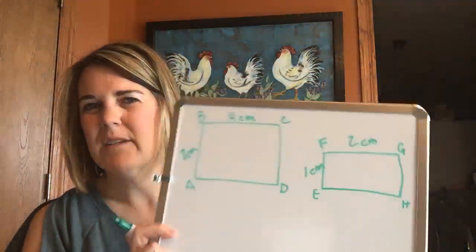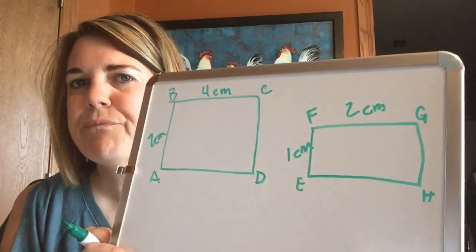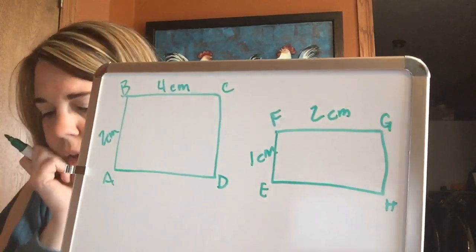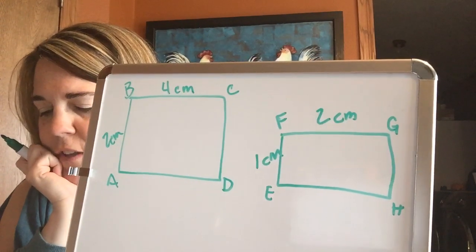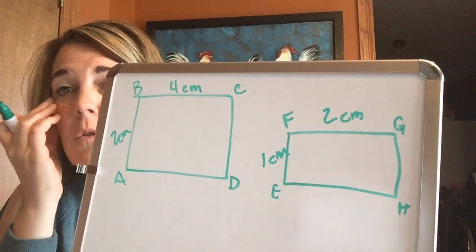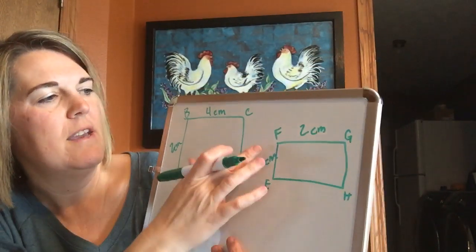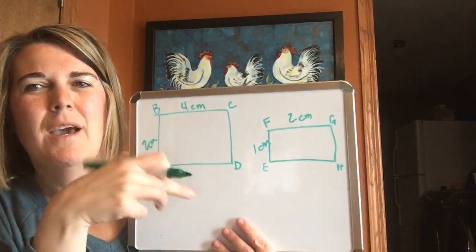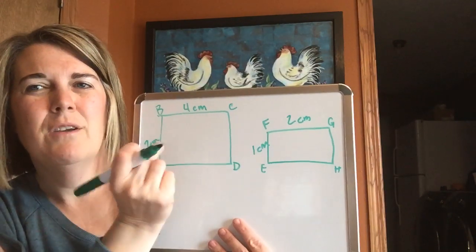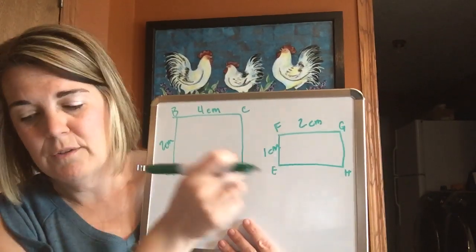Okay, so here are our rectangles. It says, first we find the ratios of the corresponding sides. So let's see, what corresponding sides do we have? We have AB and EF. So we have AB and EF. We know both of those measures, so we can use that. So here's what we do.